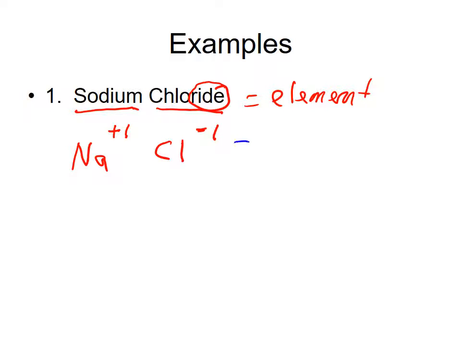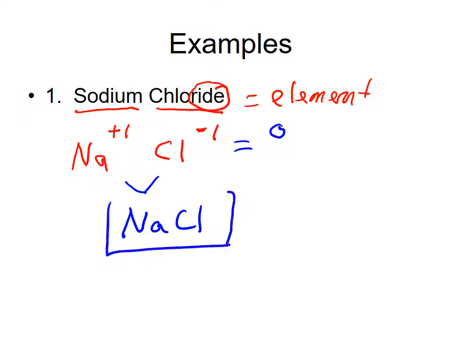So since those oxidation numbers add to 0, the rule is you simply put the two together. So that would be NaCl, sodium chloride. So there's no space there.